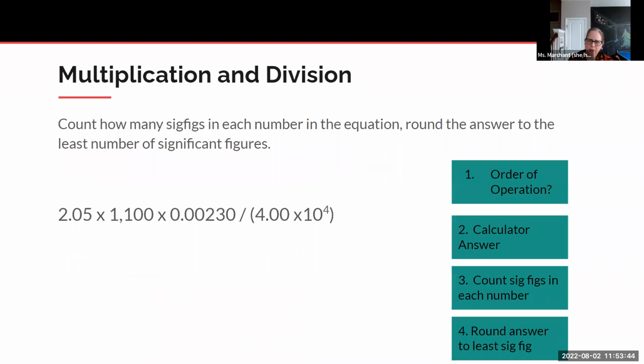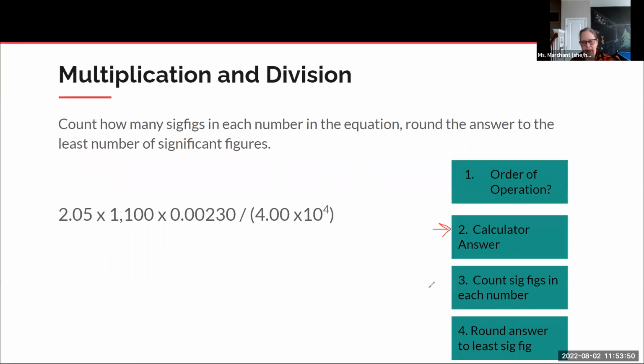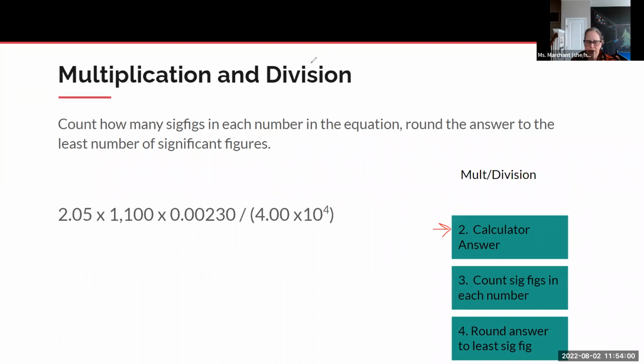Now, when we do multiplication and division, you have to calculate the answer before figuring out the sig figs. Okay. Now, we do need to know order of operations. This one is multiplication and division. It was given right there with you because we're doing a sample problem, but you do want to think about that first because multiplication and division has different sets of rules.